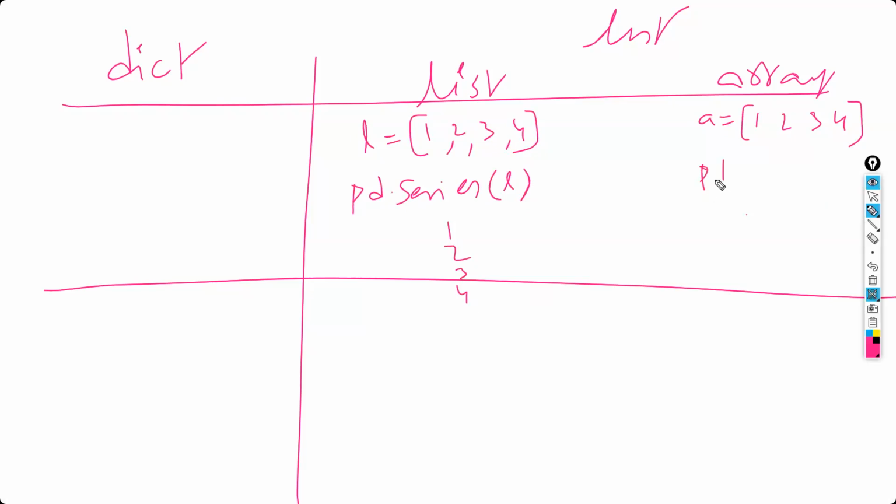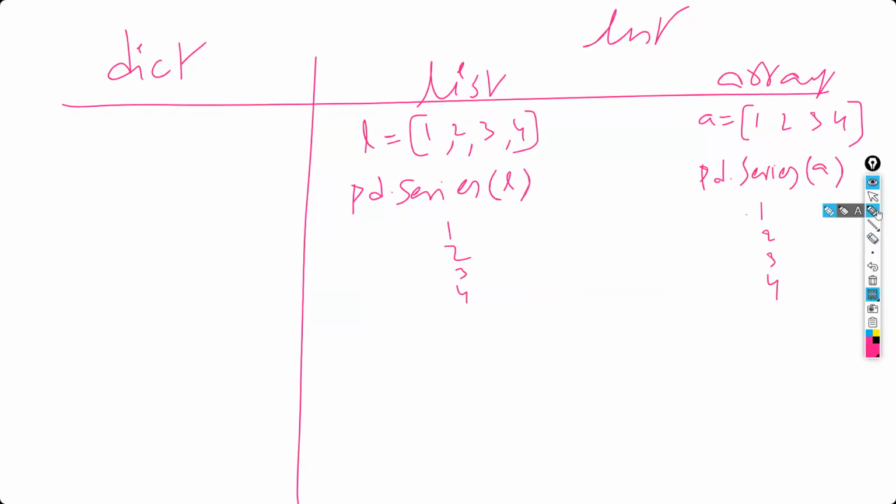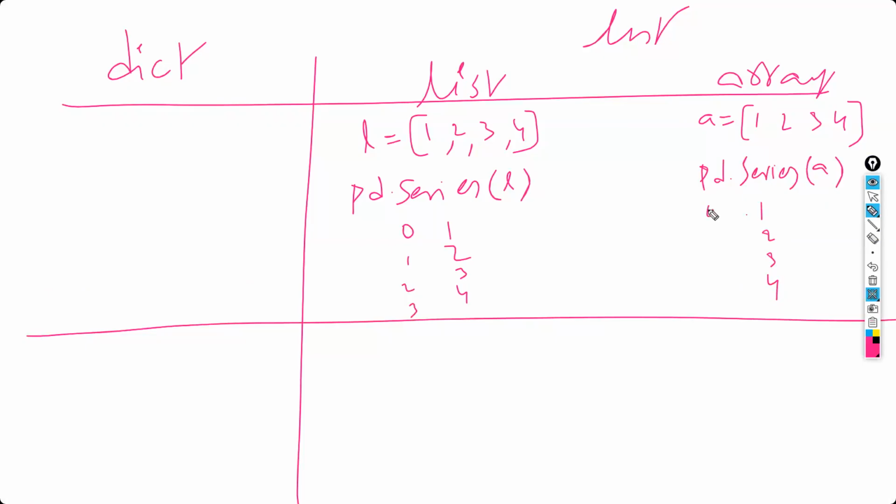Now pd.Series(A). Values are stored 1, 2, 3, 4 like this. Okay, up to here, okay? Now, what about the index names? For the index names, what is it going to select? By default, it will select 0, 1, 2, 3 as the index names.